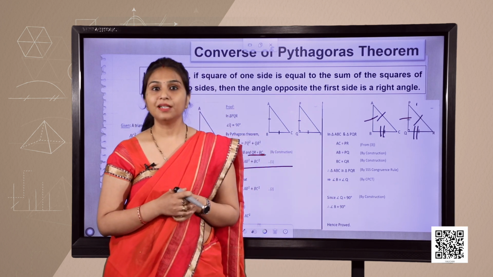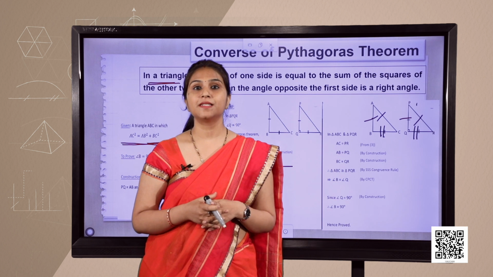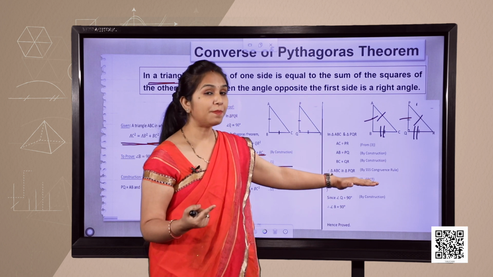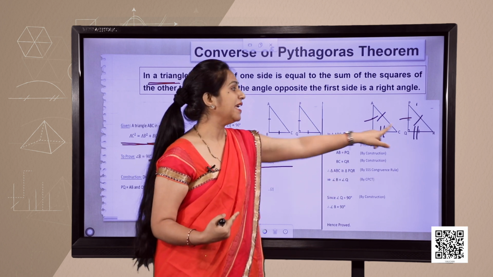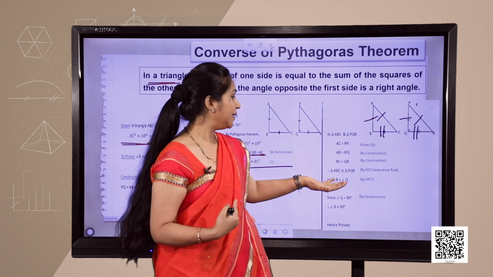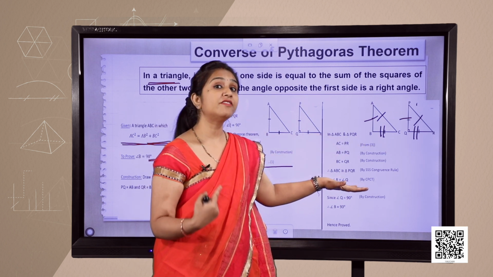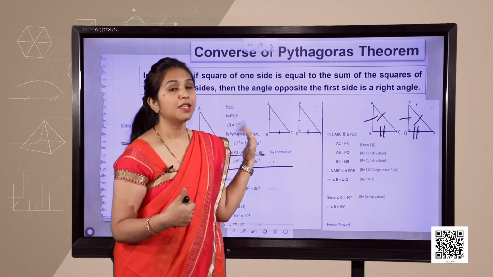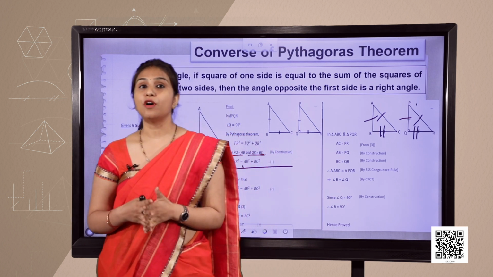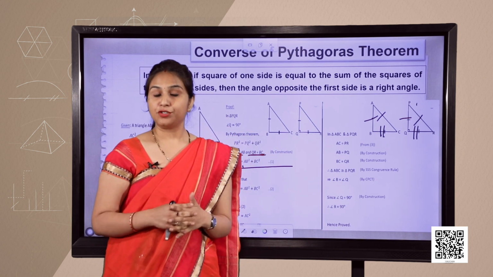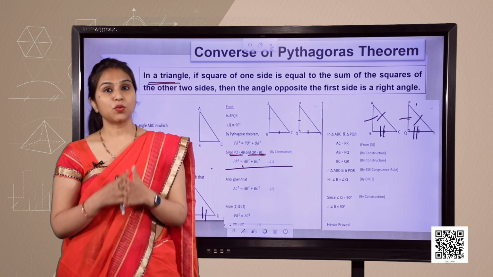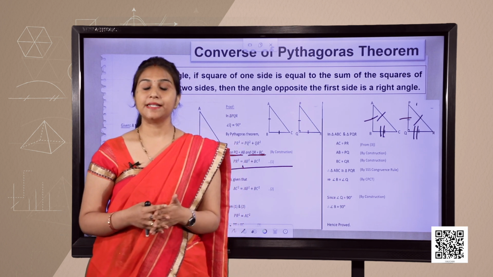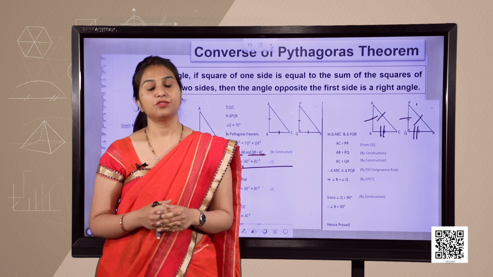And we know when the triangles become congruent, all their corresponding parts are equal. So we have shown that the triangles become congruent, and since their corresponding parts are equal, we can equate angle B and angle Q. So we are writing that angle B is equal to angle Q. But now what is the value of angle Q? Angle Q is 90 degrees, right? That's because of the construction. So we can write angle B is also 90 degrees, and hence we have shown that if in a triangle, the square of one of the sides is equal to the sum of the squares of the other two sides, then the triangle is a right angle triangle.